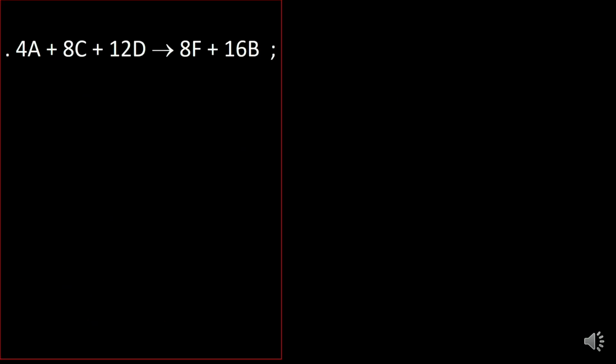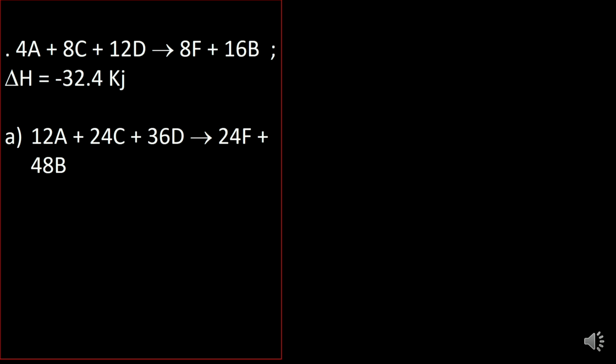So the first step is to write out the general expression, the expression in which we're given the enthalpy change. What we're trying to do is relate each of the questions we're given to the one in which we're given the enthalpy change. Once we're able to relate it, we can use that one to find the enthalpy. Now let's take question A. We have the reactant as 12A plus 24C plus 36D, then the product is 24F plus 48B.